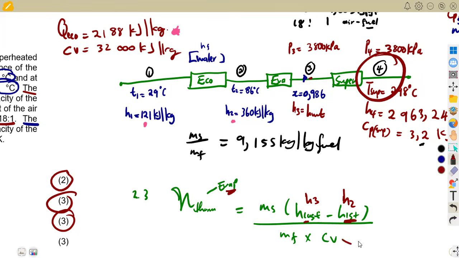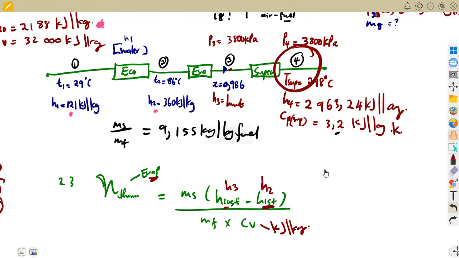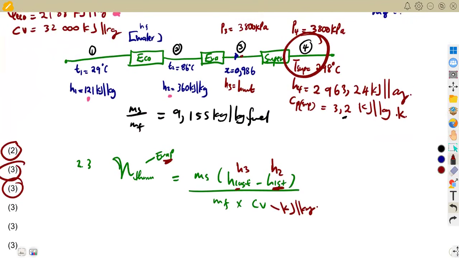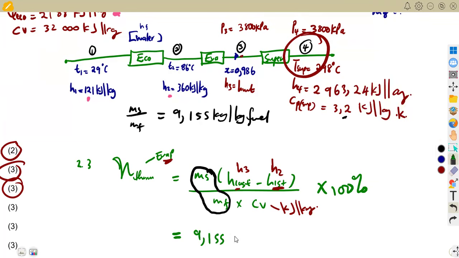All right, so you have to be very, very careful. This is supposed to be kilojoules per kilogram. So everything is there. We just need to substitute, and to have this as a percentage we need to multiply by 100%. So take note of this type of question. And I also mentioned that the mass of steam to the mass of fuel is already calculated. We got this before, which is 9,155 times H3 minus H2.